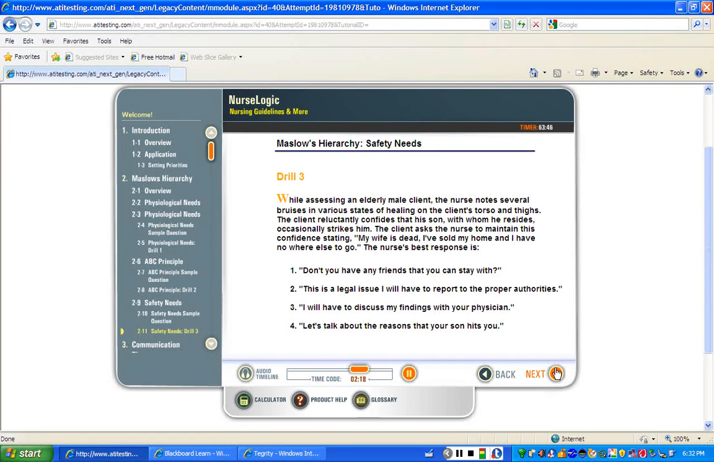Option 4. Let's talk about the reasons that your son hits you. We can assign a minus sign to this choice. This non-therapeutic response to the client appears to imply that there would be a reason that the client would be struck in the family home, or that it is the client's fault that he is being struck. It is never appropriate to strike a family member.